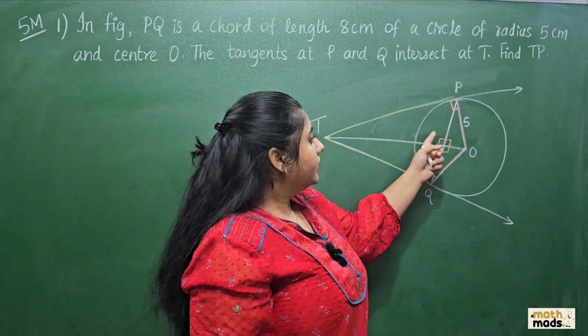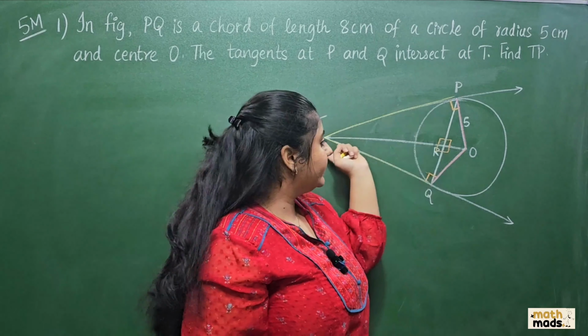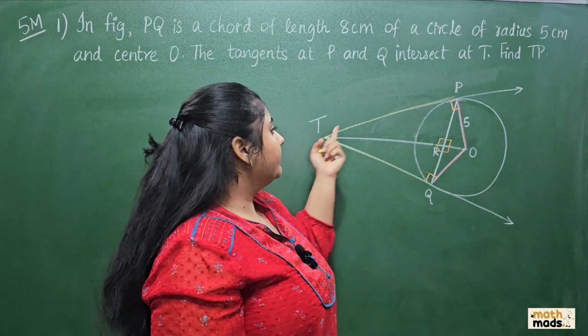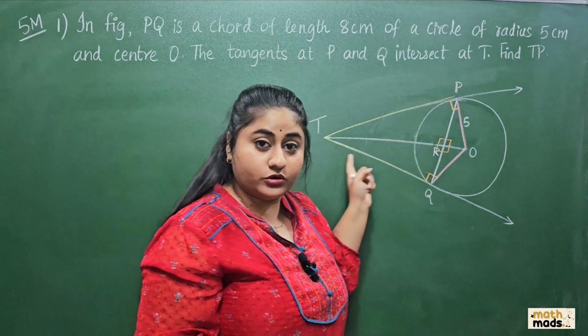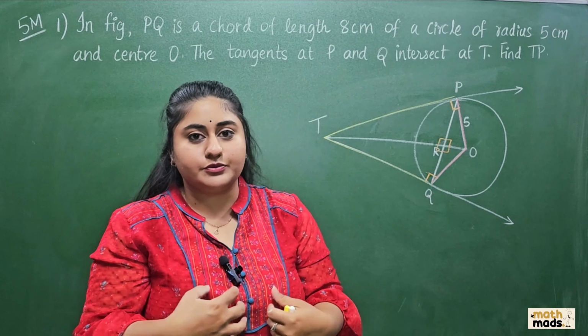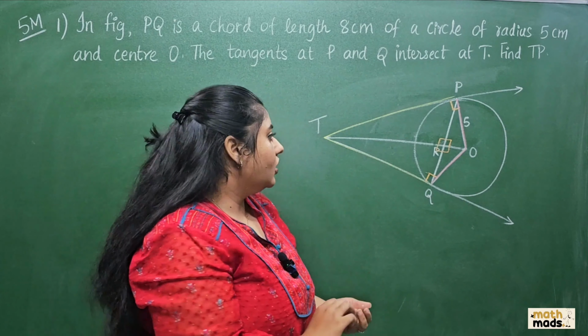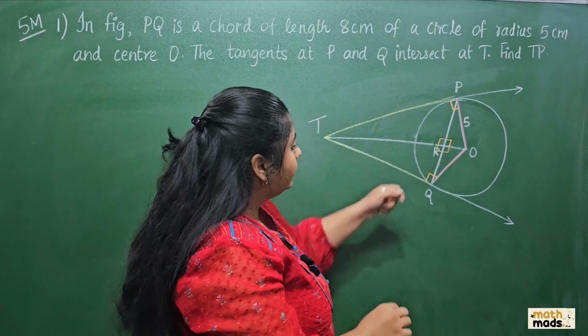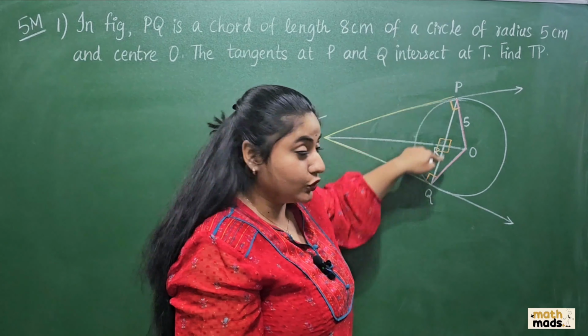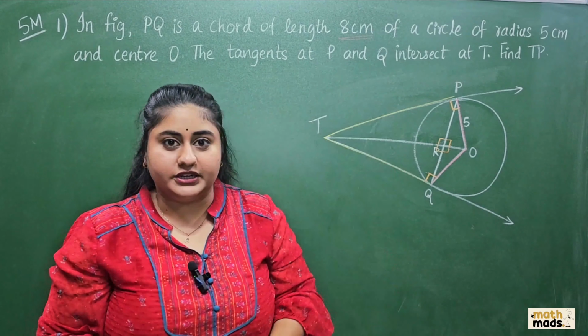That means I have right angle triangles forming. See, OPR, I have TPR, and also because of this right angle I have TPO. So I have so many right angle triangles. To all of these right angle triangles I'm going to apply Pythagoras theorem, and that's how we're going to solve this problem. Alright, now look at this. I know the value of PQ, that is 8 cm. It's already given.